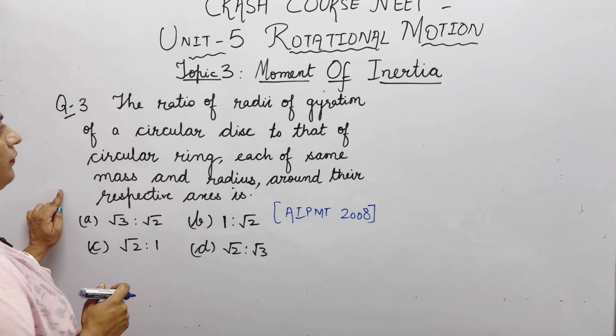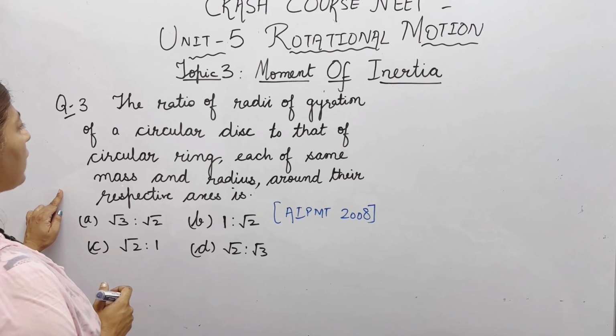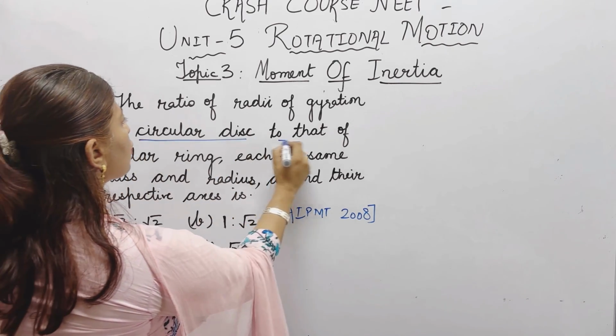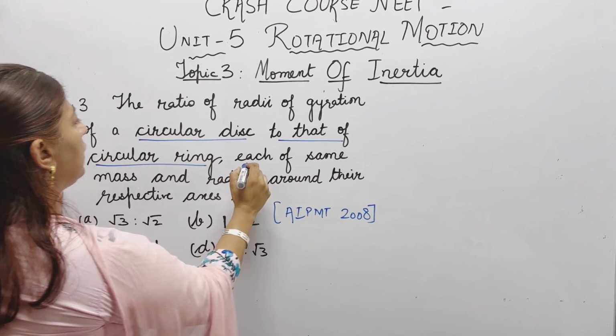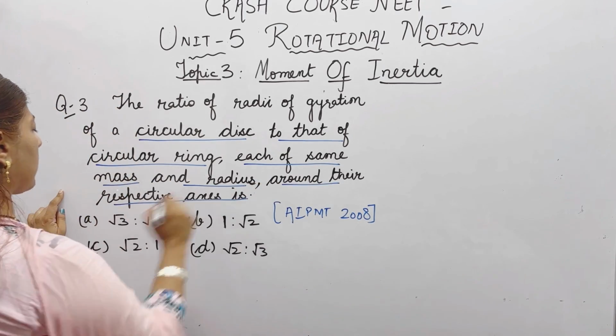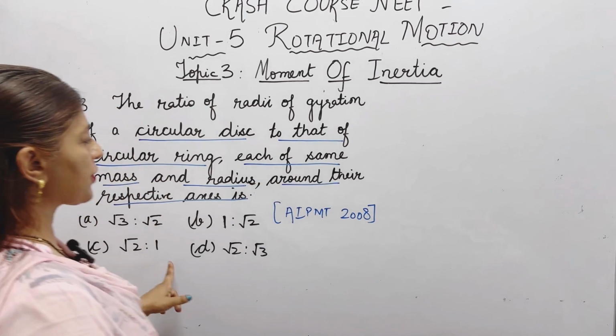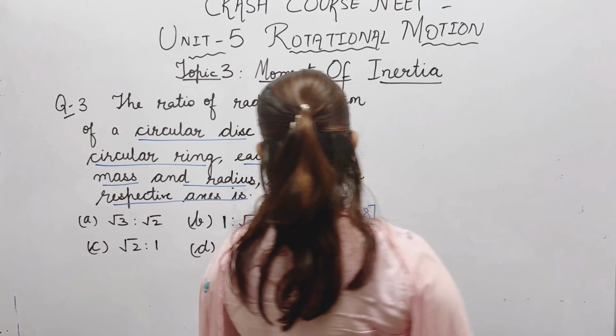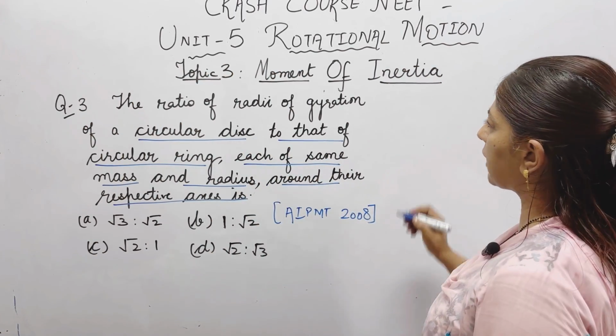The third question: the ratio of radii of gyration of a circular disk to that of a circular ring, each of the same mass and radius, around their respective axes, is. And these four options have been given. This question came in All India PMT 2008.